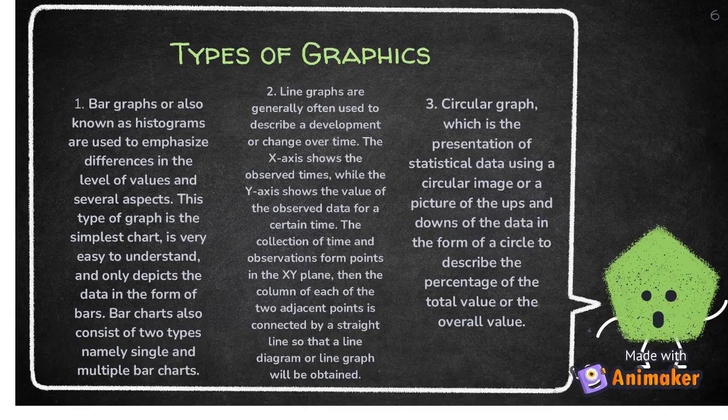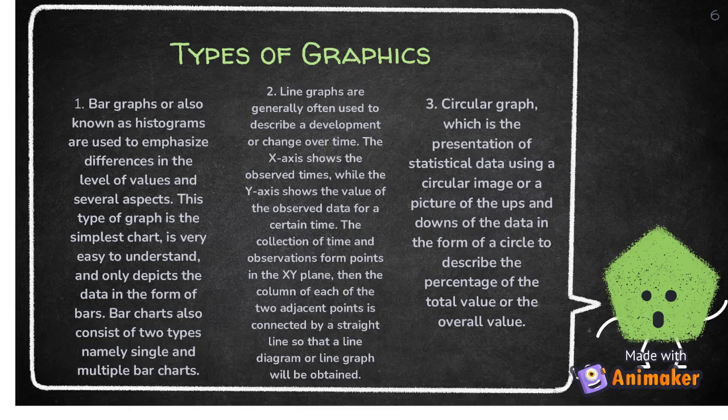3. Circular graph, which is the presentation of statistical data using a circular image or picture of the ups and downs of the data in the form of a circle to describe the percentage of the total value or the overall value. The second is types of table.